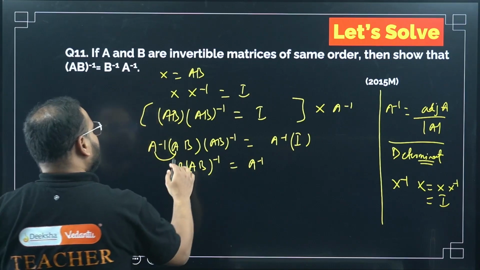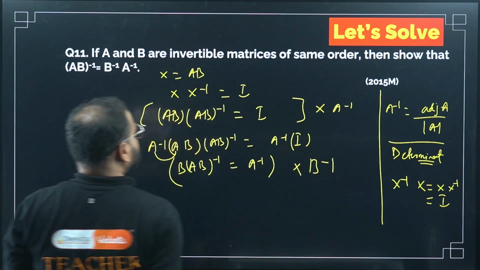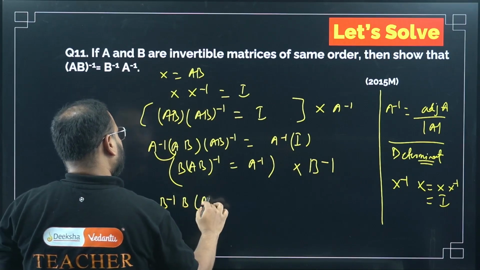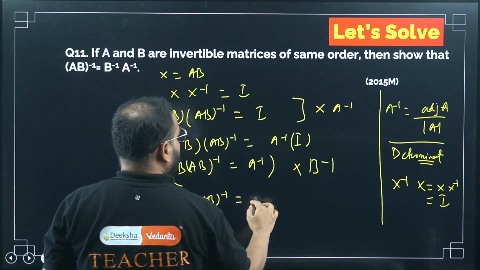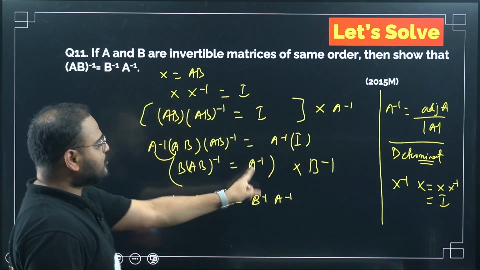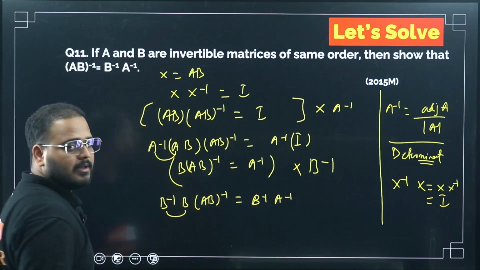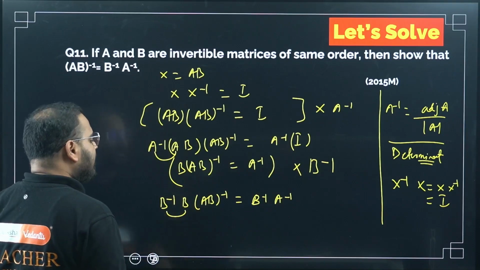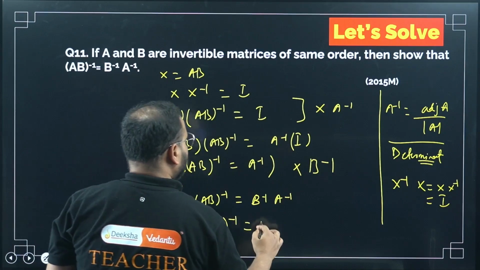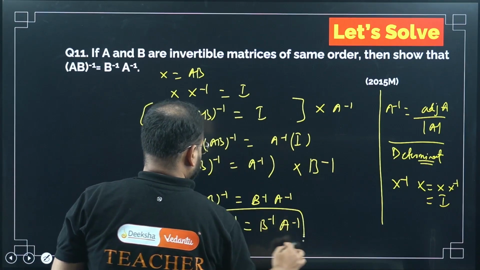Okay. Now what you do? Multiply this thing with B inverse. What are you going to get? Check here. B inverse times B, (AB) inverse is equal to B inverse A inverse. I'm multiplying B inverse on both sides, right? So this will come here with B inverse. Again, I don't have to write the I, so simply I'll be left with (AB) inverse equal to B inverse A inverse. Isn't this the answer?